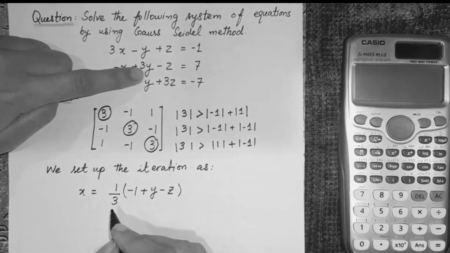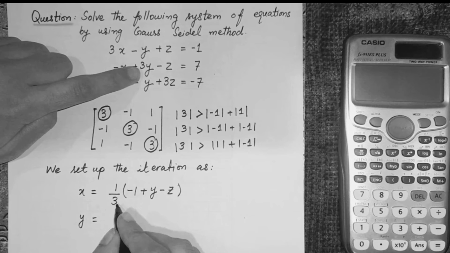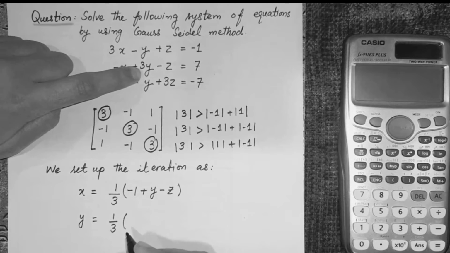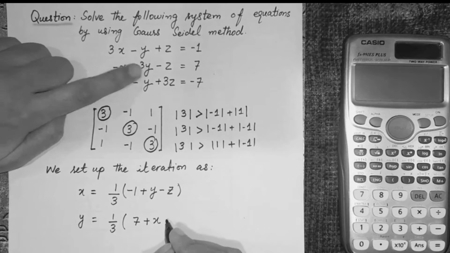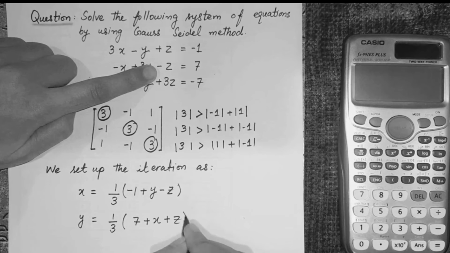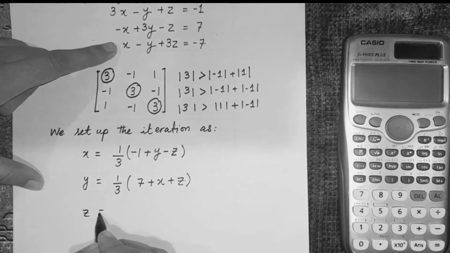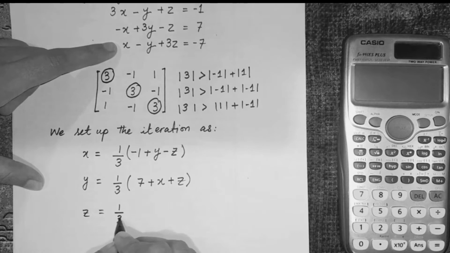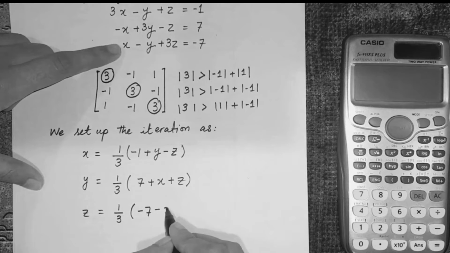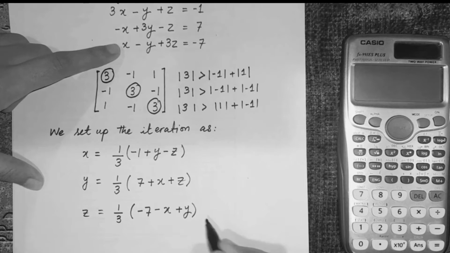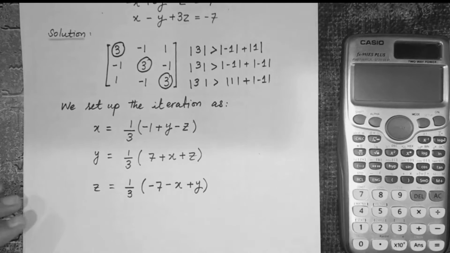And for the second equation we write it in terms of y. As the coefficient of y is 3, we can write 1 over 3, and on the other side there is 7. Negative x will become plus x, and negative z becomes plus z. And for the third equation we have z equals 1 over 3 of negative 7, negative x plus y. So here are our equations for x, y and z in terms of the rest.